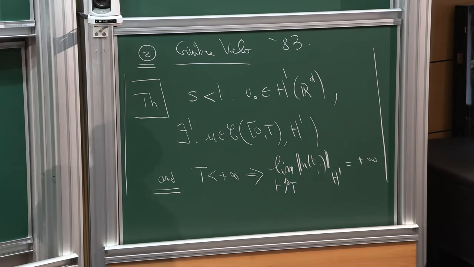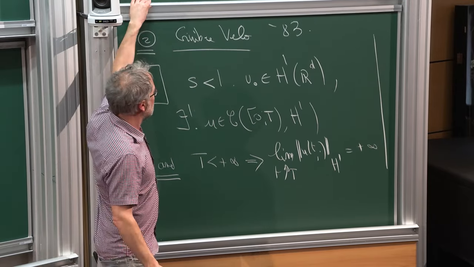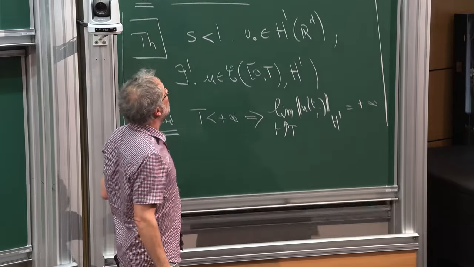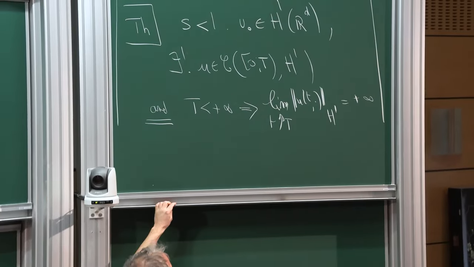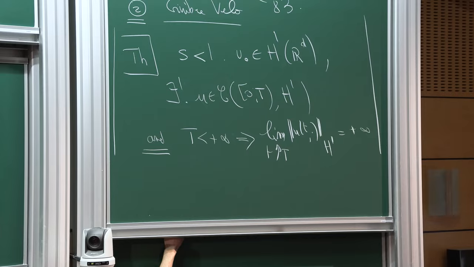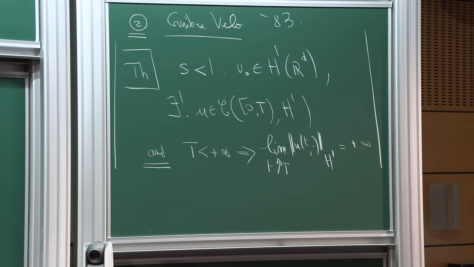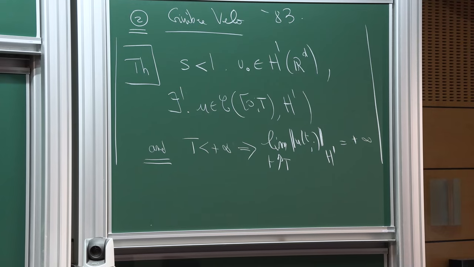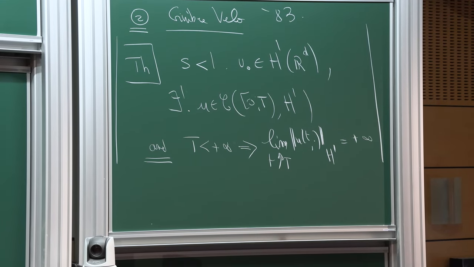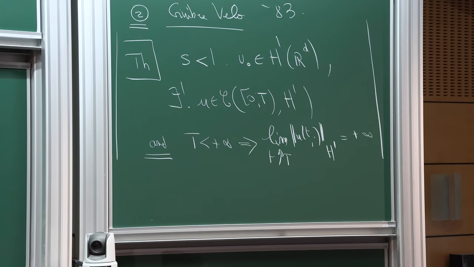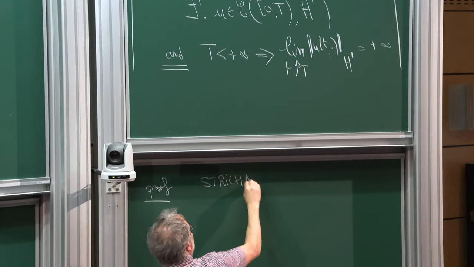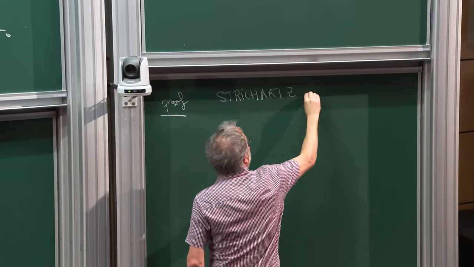Okay, so you have subcritical local existence and a blow-up criterion, which tells you that if you want to continue your solution forever, all you need to do is control the H1 norm. Of course, this is absolutely not a triviality. You know, maybe in dimension one it's obvious, but the proof really relies on Strichartz estimates. This is a beautiful tool, which are the key.